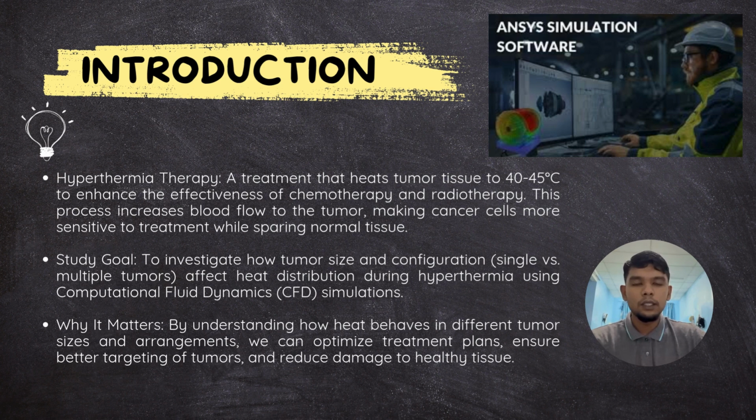This study's goal is to investigate how tumor size and configuration, for single tumor and multiple tumors, affect the heat distribution during hyperthermia using computational fluid dynamics. Why does this study matter? Because by understanding how heat behaves in different tumor sizes and arrangements, we can optimize the treatment plan, ensure better targeting of the tumor and reduce damage to healthy tissue.